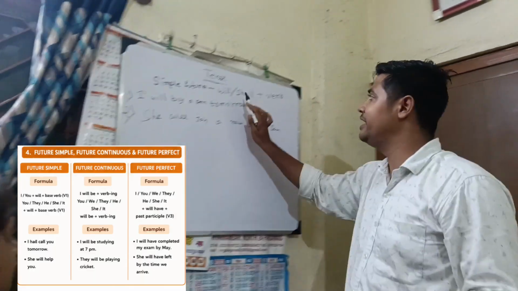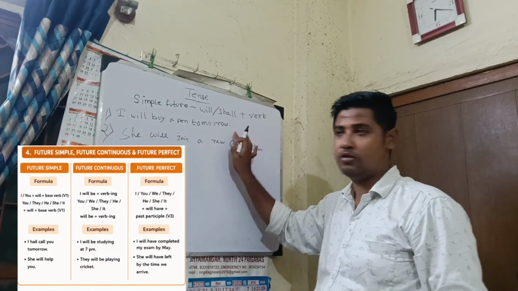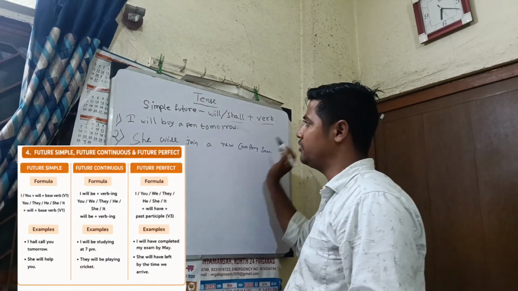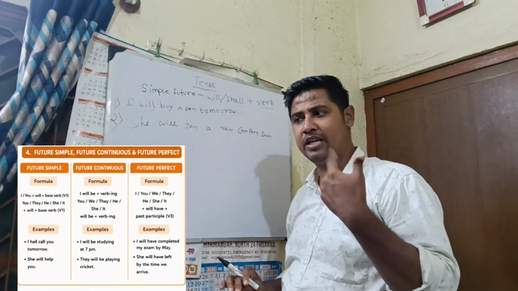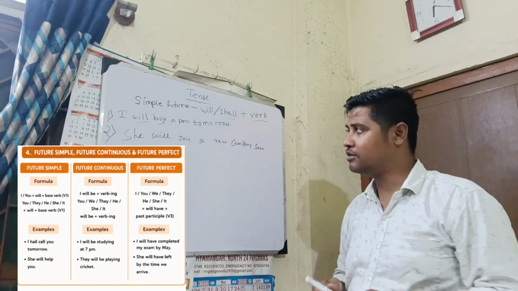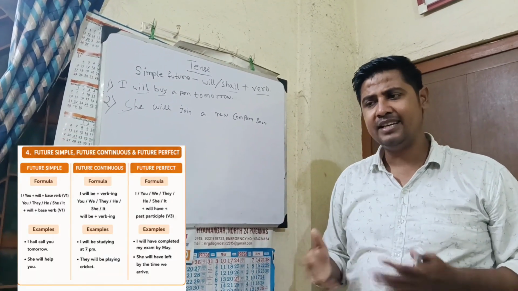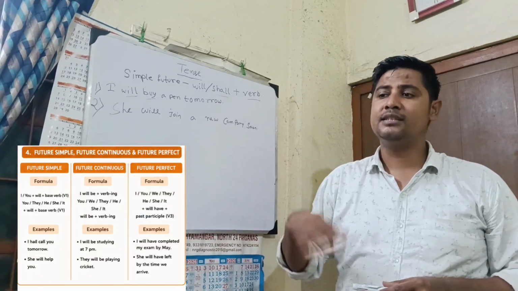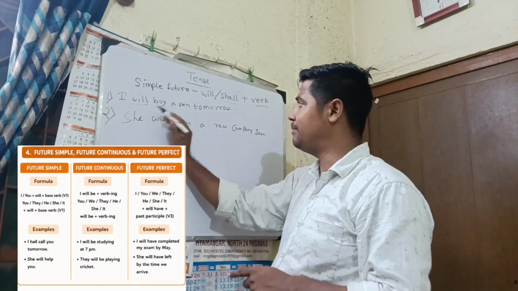Simple future, will, shall plus verb. I will buy a pen tomorrow. Okay, so we generally for simple future we use will or shall with that main form of the verb. I will buy a pen tomorrow. In future, that's something that we are going to do. ধরো আমরা কোনো কিছু করব ফিউচারে, সেই ক্ষেত্রে আমরা will বা shall ব্যবহার করি. Generally we can use will with any word right now in the modern era. It is okay to use will with I, we or anything, but generally we use shall with I and we. Anyway, you can use will as well. So I will buy a pen tomorrow.